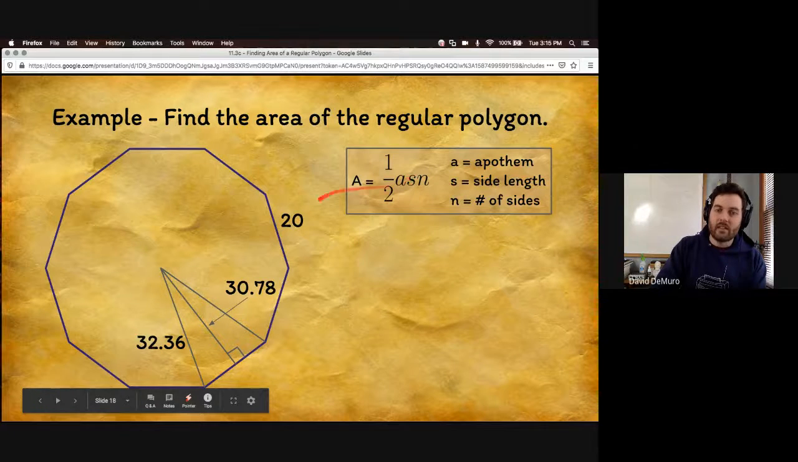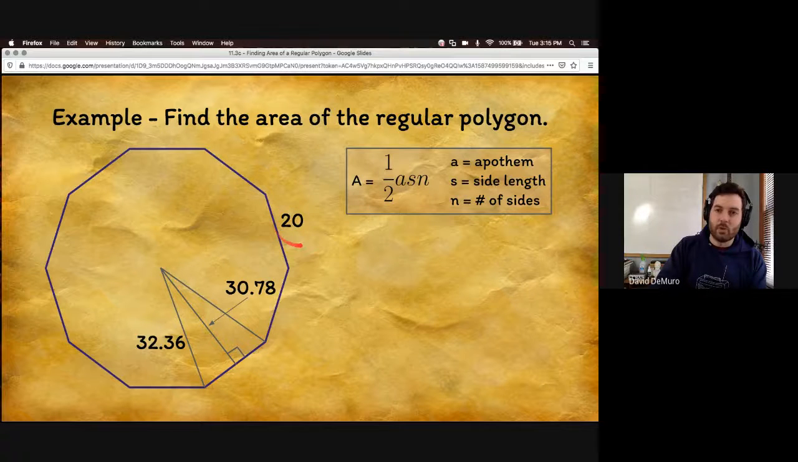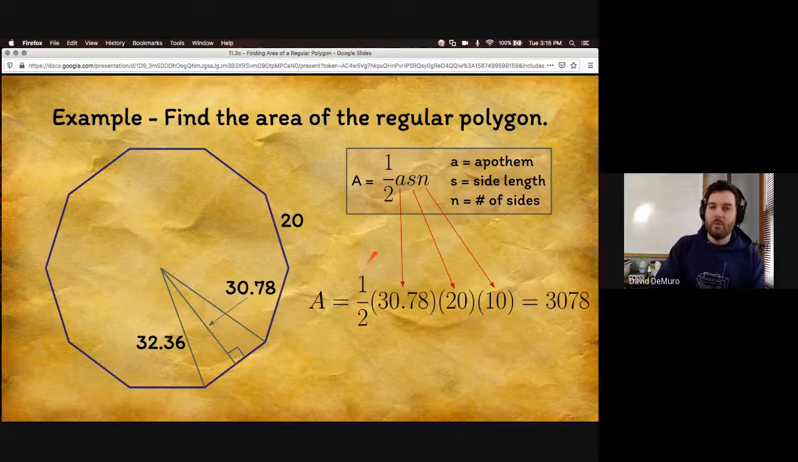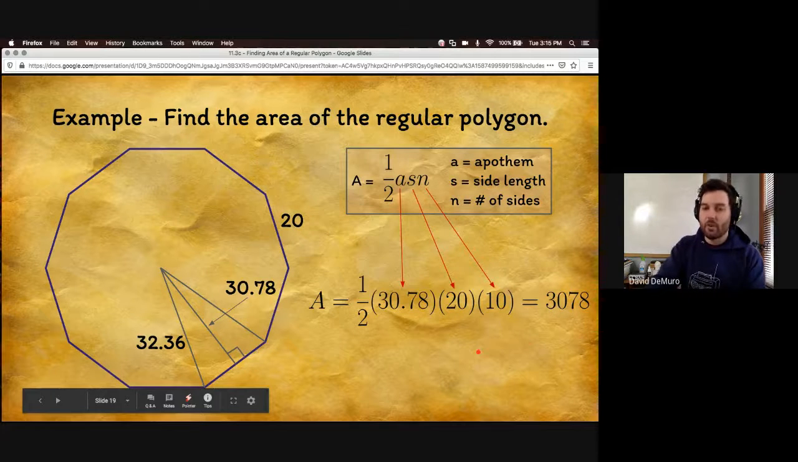What is our side length? Well, that would be 20. All the sides are 20. And then the number of sides, we can just count those up. 1, 2, 3, 4, 5, 6, 7, 8, 9, 10 sides. So n is 10. This here, 32.36, is the radius, and we don't need to use the radius when we calculate the area. So to calculate the area, we would do 1/2 apothem times side length times the number of sides. And when you substitute those in, you'll have 1/2 times 30.78 times 20 times 10. And altogether, that is our area, 3,078 square units.